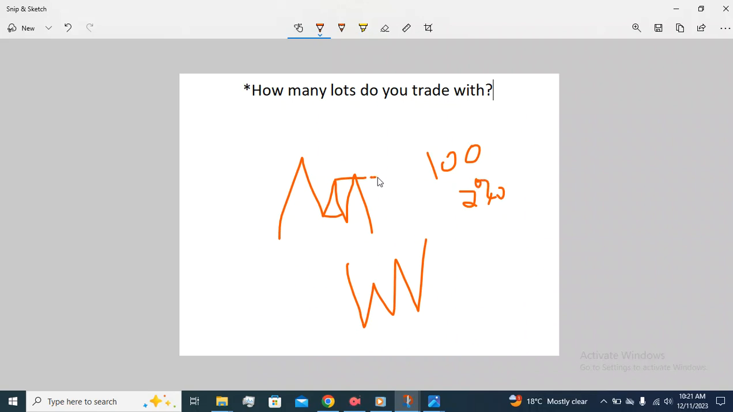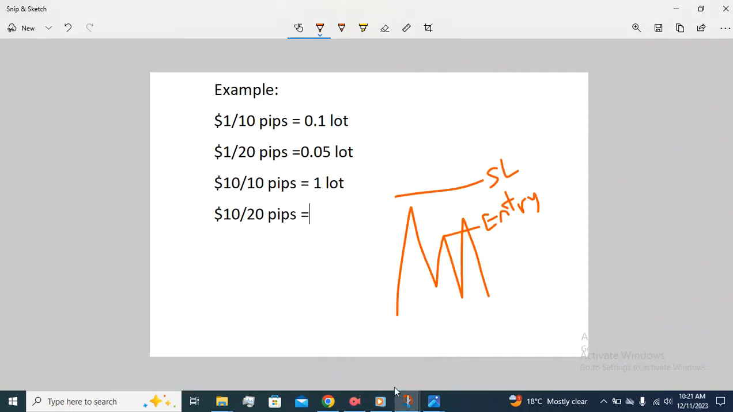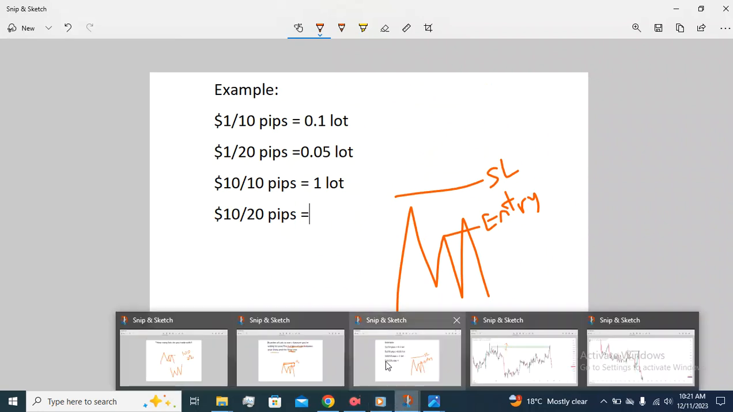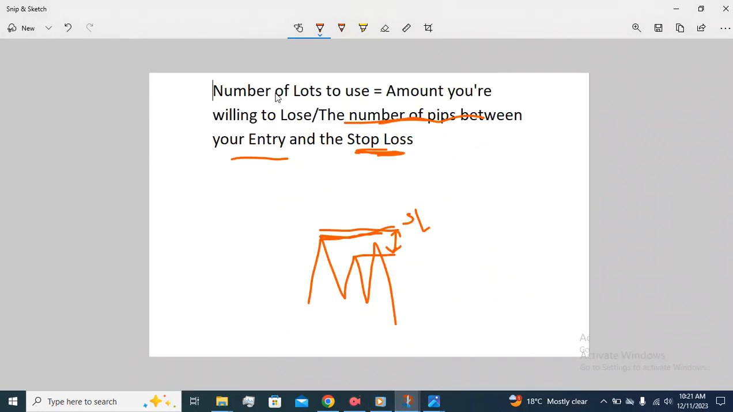So what I usually do is that this is the formula. The number of lots to use depends on the amount you are willing to lose, divided by the number of pips between your entry and stop loss. This is your point of entry, and this is your stop loss. Stop loss should be above this high here, considering the broker spread. Yes, you must put into account your broker spread.